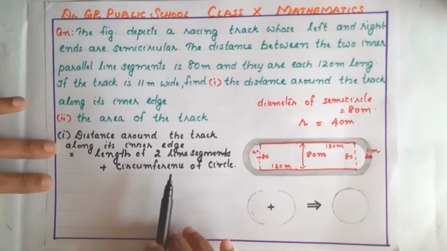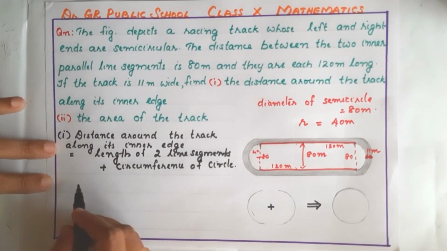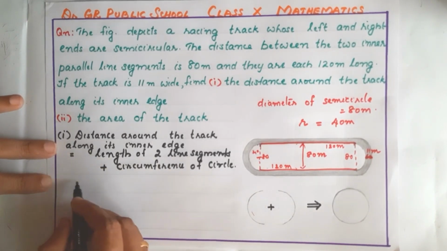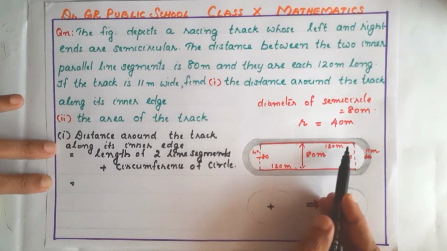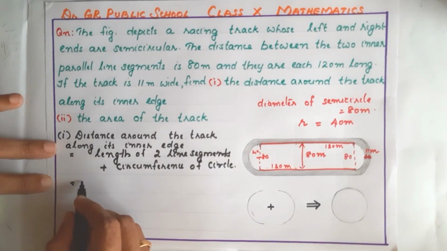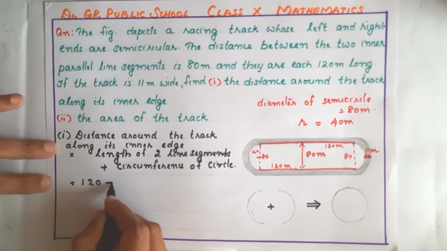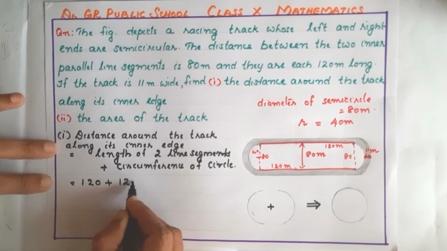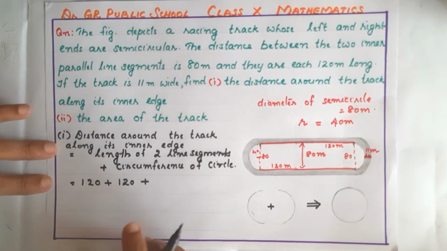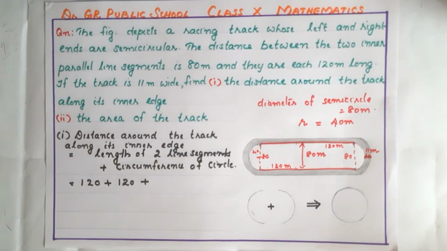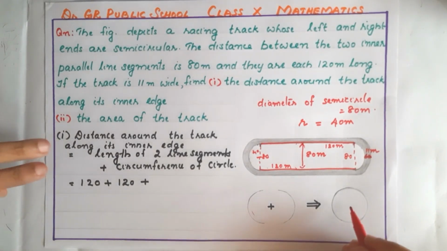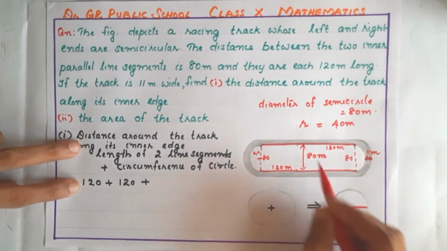Okay, children, did you get it? Now what is the length of the two line segments? Here it is 120 and here also 120. So 120 plus 120 plus the circumference of the circle. What is the radius of the circle? Radius is 40, isn't it?